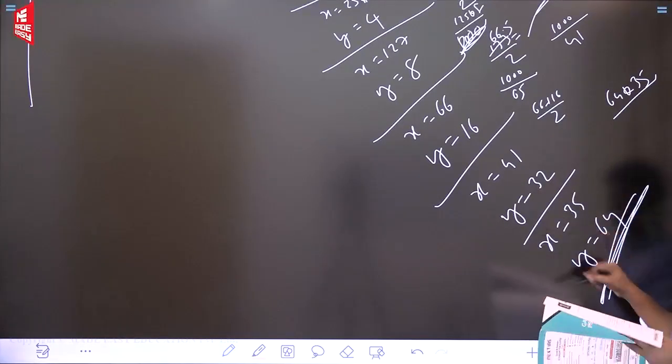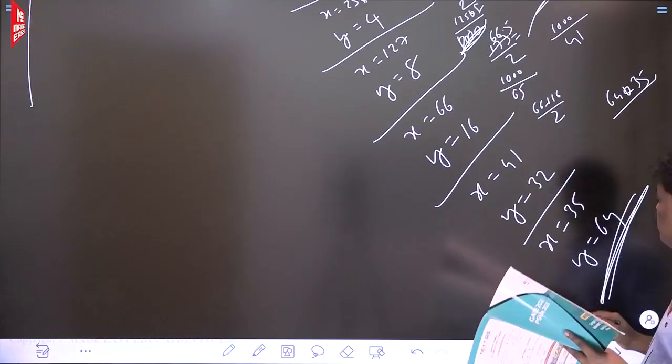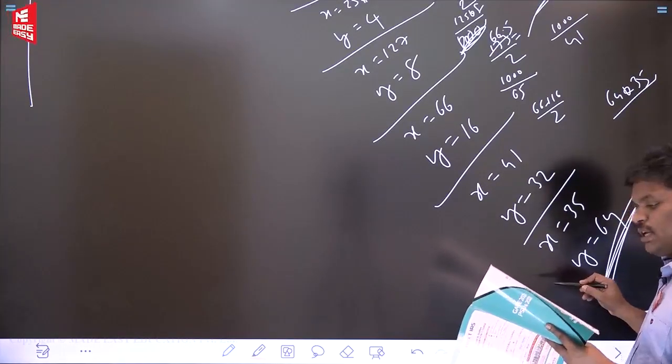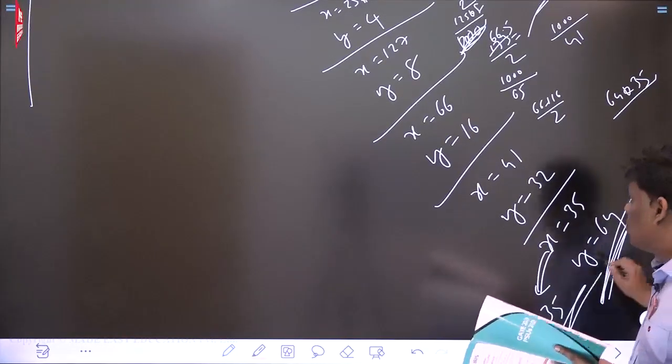Whenever x minus y greater than epsilon fails, stop. At that time, what is the answer? Print x. If I say print x, what will print? Approximately 35 will print. Approximately 35.